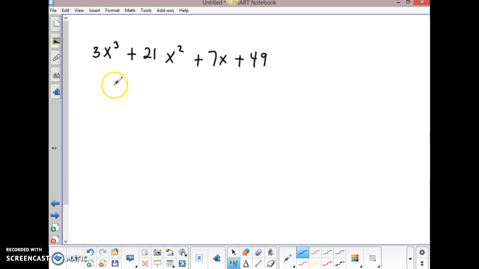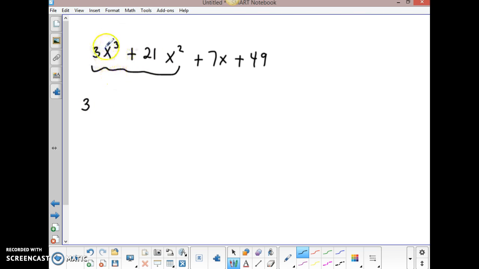Again, the way grouping works is by doing greatest common factor for 2 terms at a time. So looking at the first 2, let's identify our greatest common factor. We have a 3 here and a 21. The 21 is made out of a 3 and a 7. So we can definitely pull the 3 out as a common factor.